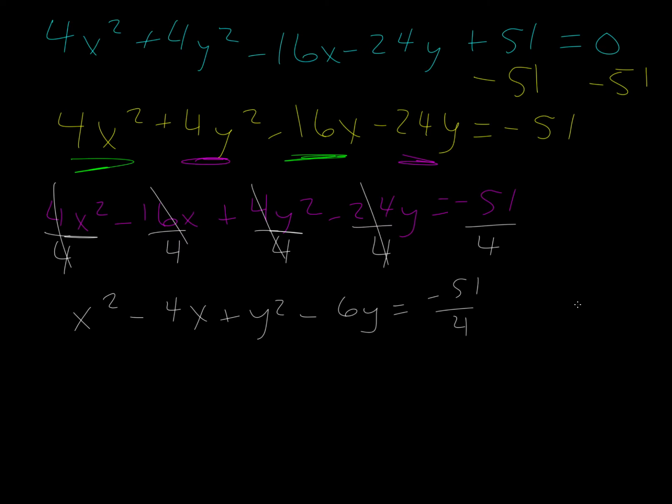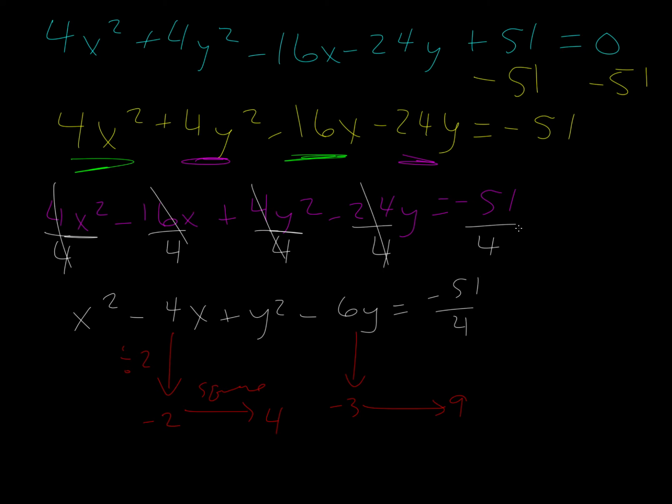Let's move this up a little bit. Now we're going to do a dual L step. L, L. So the term that's with x and the term that's with y. If you remember, we divide by 2 and then we square. So if we divide this by 2, we get negative 2. And if we square that, we get positive 4. If we divide this by 2, we get negative 3. And if we square that, we get 9.